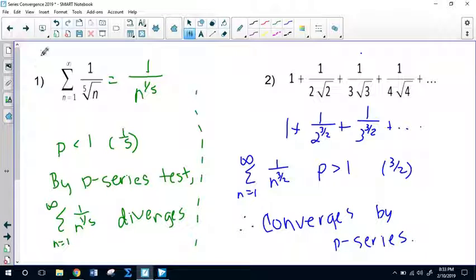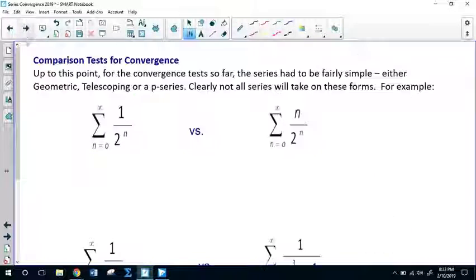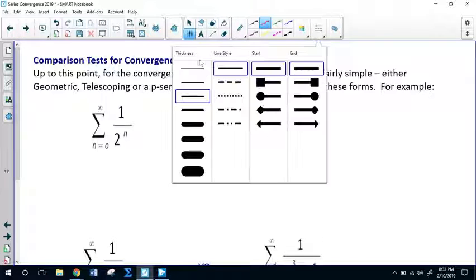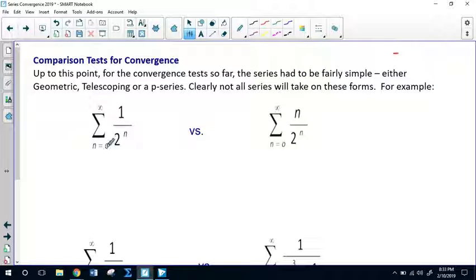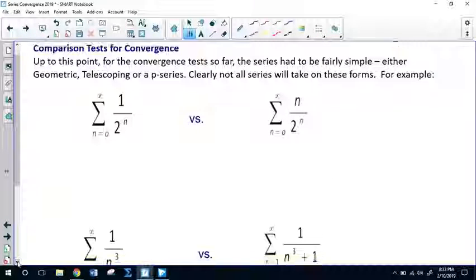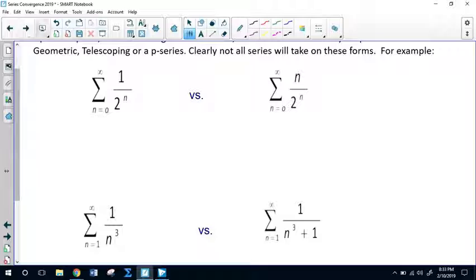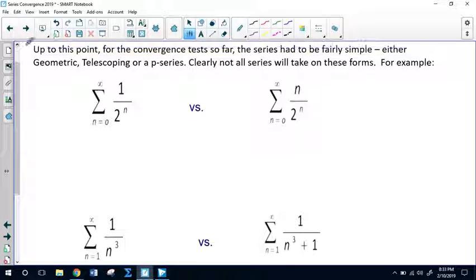Okay, so moving on. We're going to add a couple extra tests to it, and again, they should look awfully familiar. We're going to talk about comparison tests again, but comparison tests for series as opposed to integration. Just like when we were talking about integration, there were some that were clearly able to converge and some that were not.